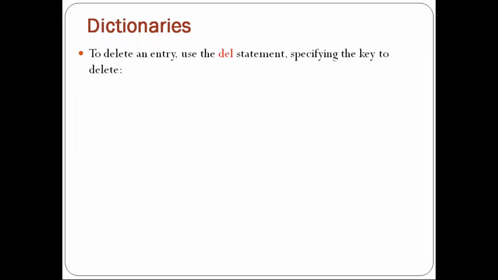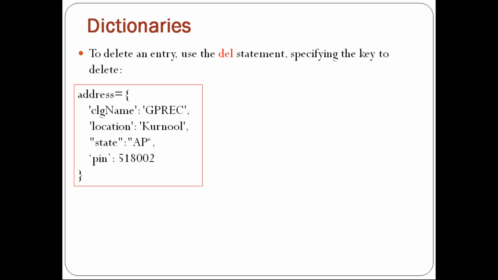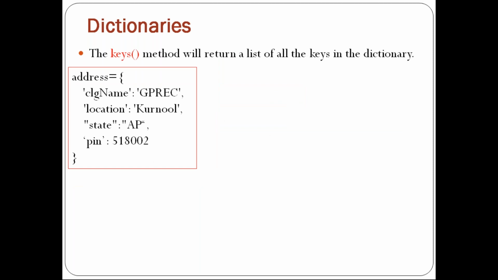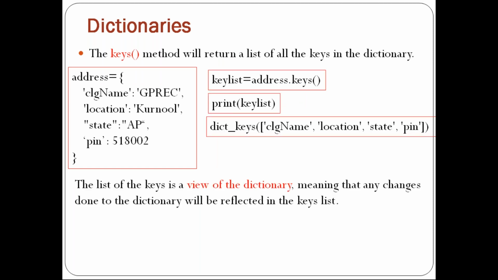To delete an entry from the dictionary, we can make use of the del statement. Let us say I would like to delete the pin number. Then I can use del address of pin, so that the pin entry and its associated value will be deleted from the dictionary. When you print, you will get the college name, location and state. We are not getting the pin. And we can access the keys of the dictionary by using the keys method.